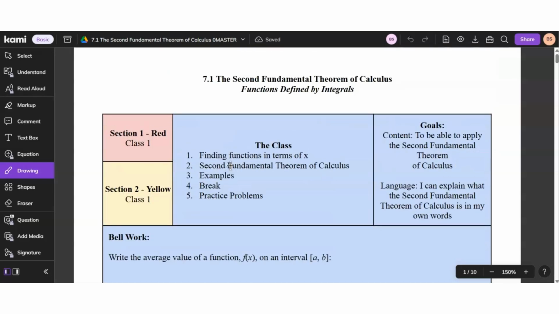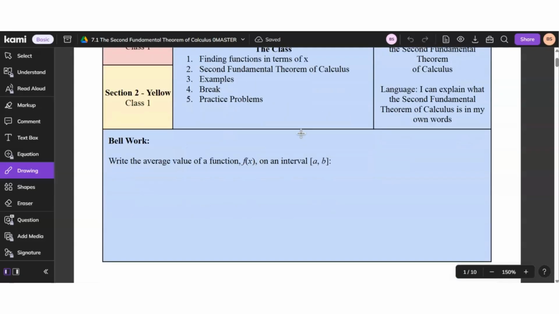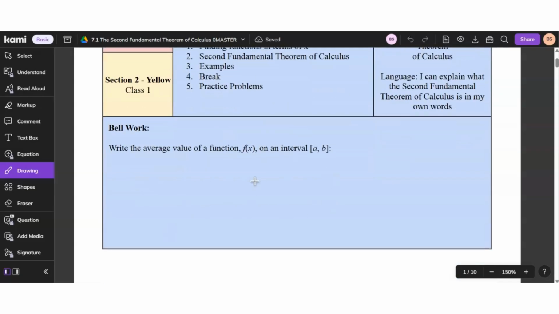Alright guys, so we're going to start into our last unit today with the second fundamental theorem of calculus. Kind of warned you this was coming, and here it is. So what we're going to begin with is just our bell work, and that is of course to write the average value of a function. So pause it if you need to do it, otherwise go ahead and check.